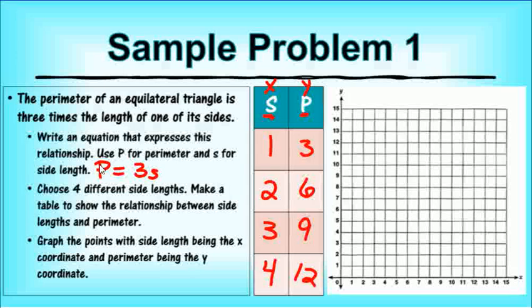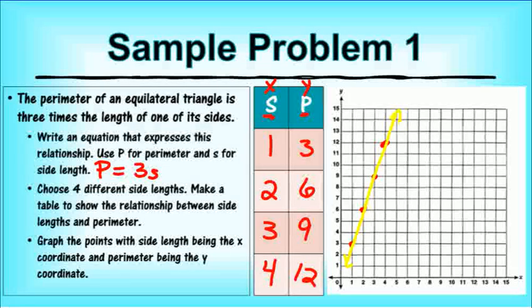So we have 1, 3. So I go to 1 on the x-axis, up to 3. 2 on my x-axis, 6 up. 3 on my x-axis, I go 9 up. And then 4 all the way up to 12. And then I can draw my line to connect them all. And there I have a linear function.